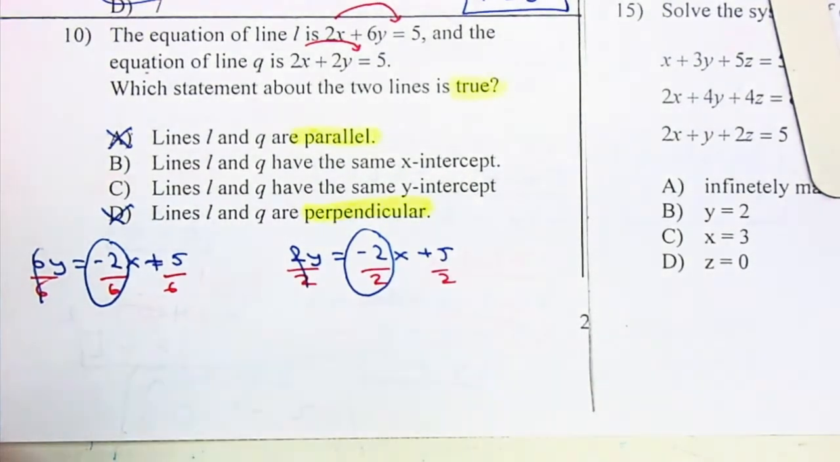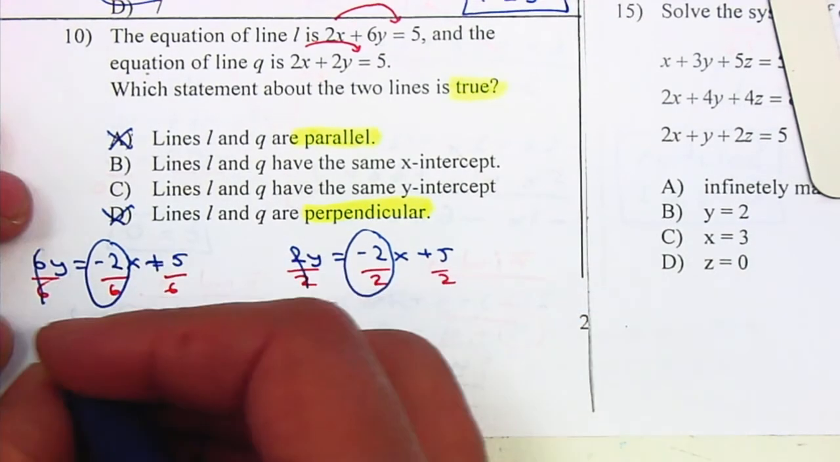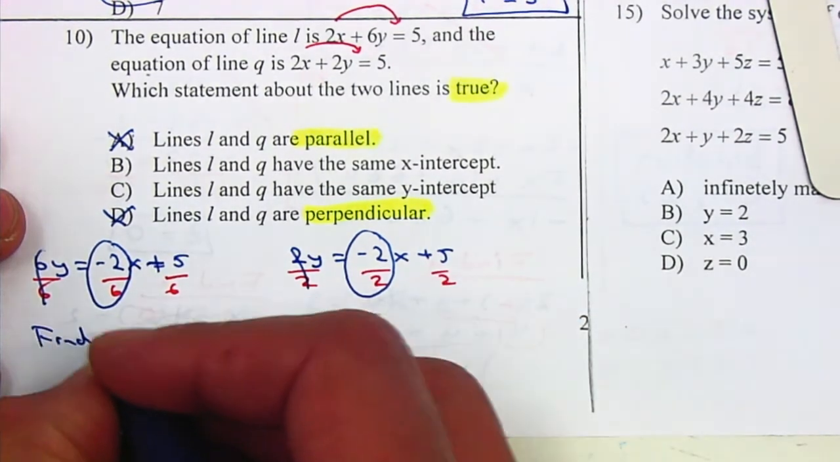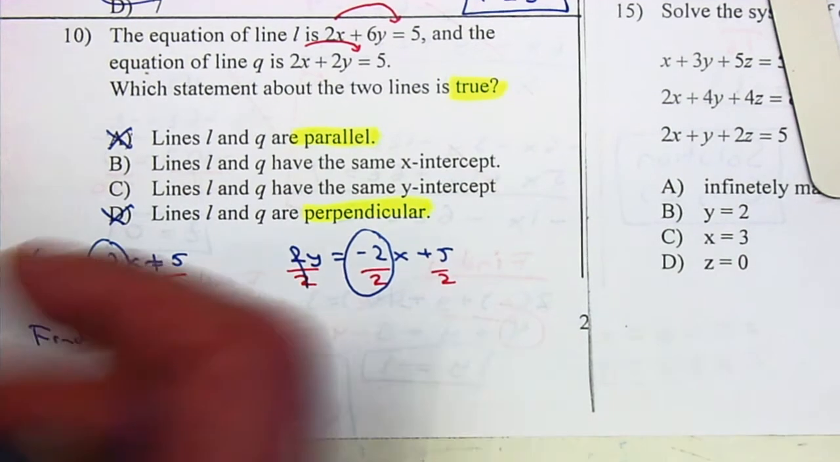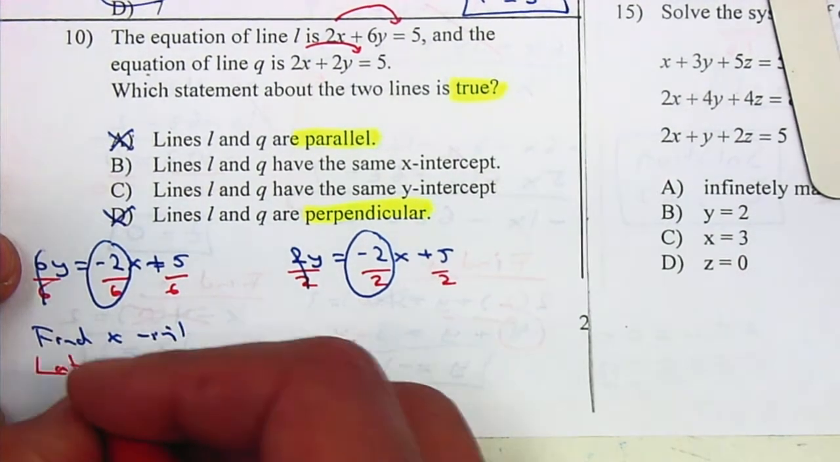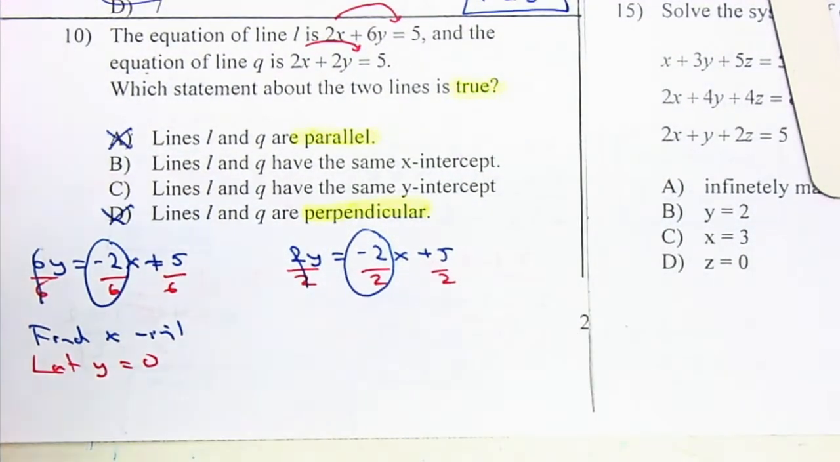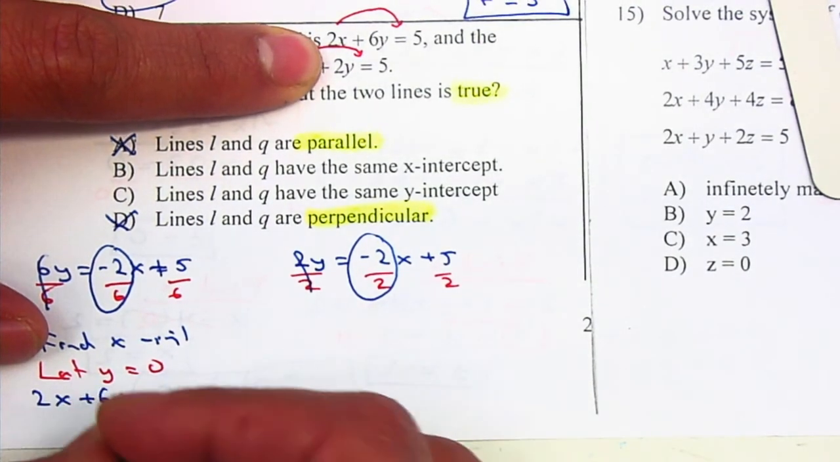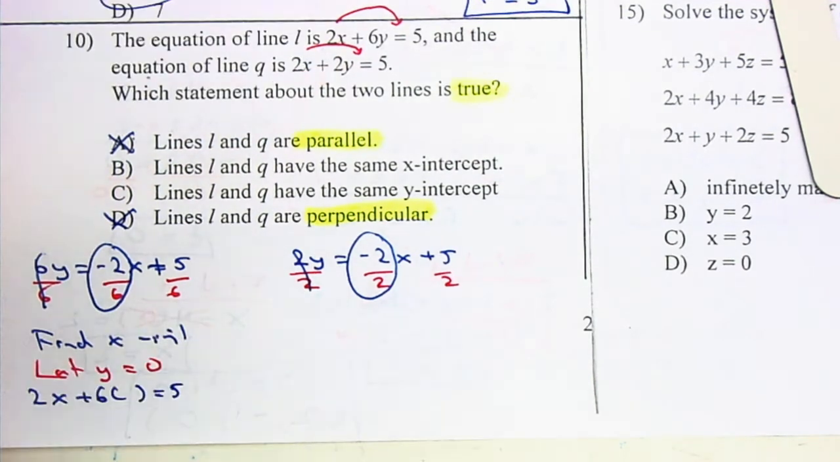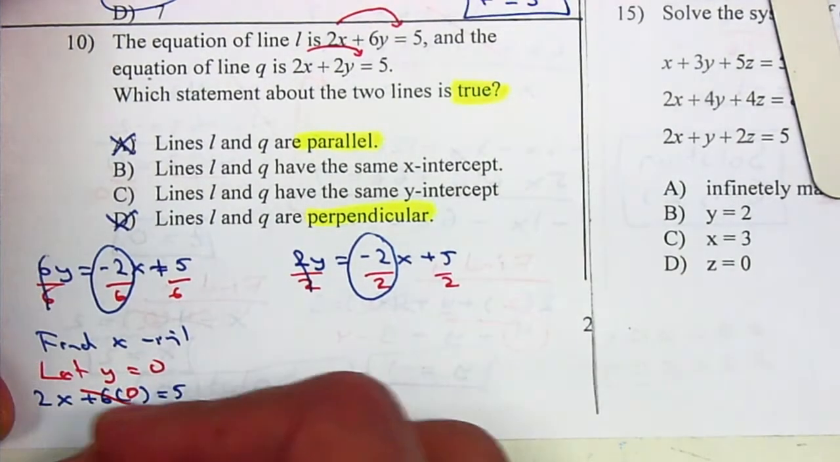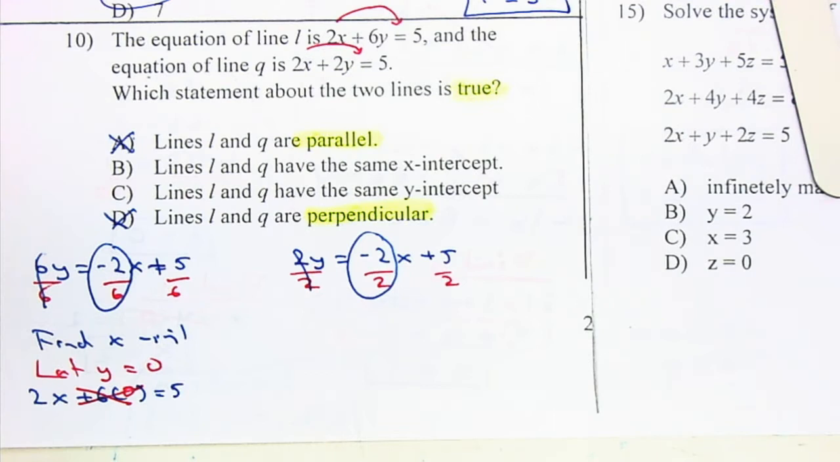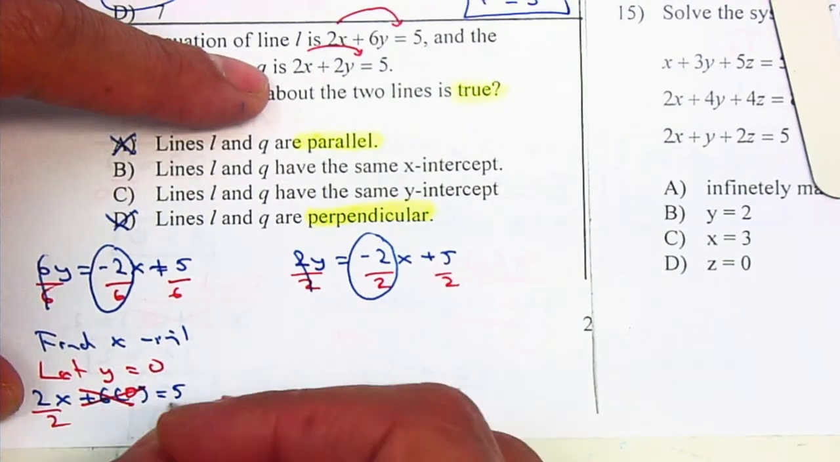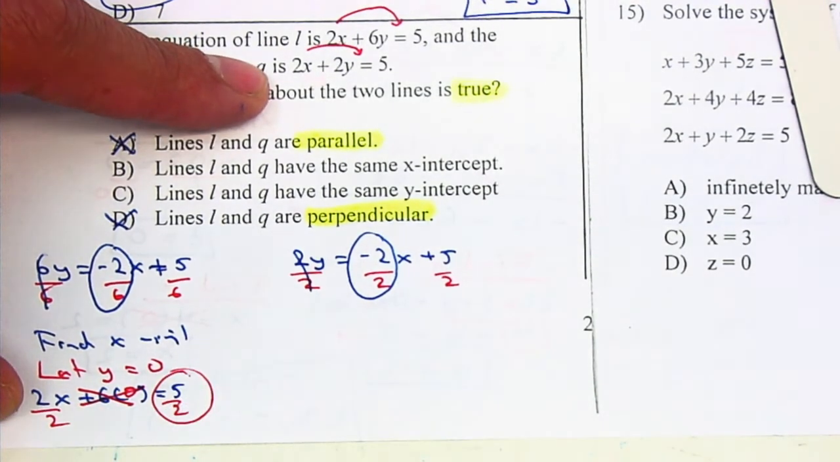To find the x-intercept, I need to let y equal to 0. So let's do that on the first one. 2x plus 6y is equal to 5. But instead of that, y will be 0. That cancels out. So I'm going to divide by 2 on both sides, and that'll be my x-intercept. 5 over 2, comma 0.